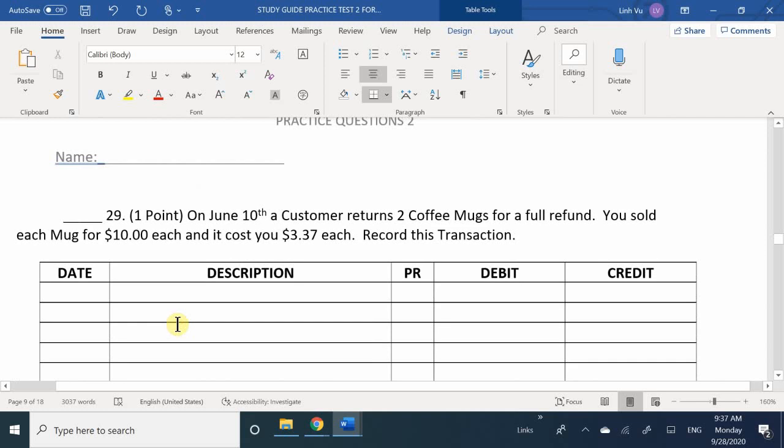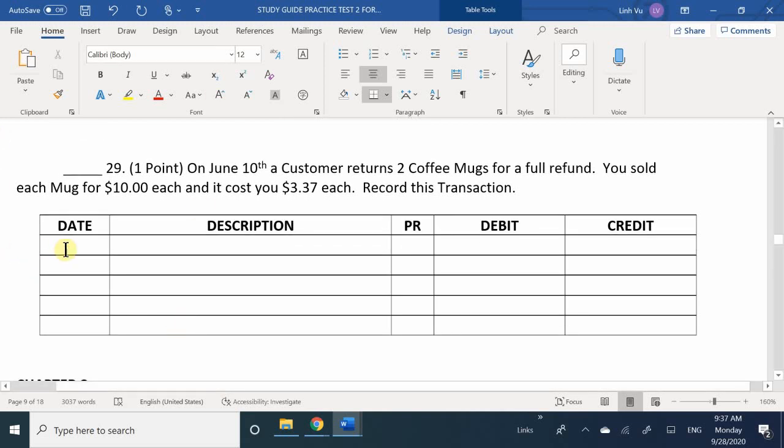On June 10th, a customer returns a coffee mug for a full refund, okay? And you sold each coffee mug for $10 each, and it cost you $3.37 each. So record this transaction. This person is returning 2 coffee mugs. What is our journal going to look like? A customer is returning 2 coffee mugs for a full refund, and assume they paid with cash.